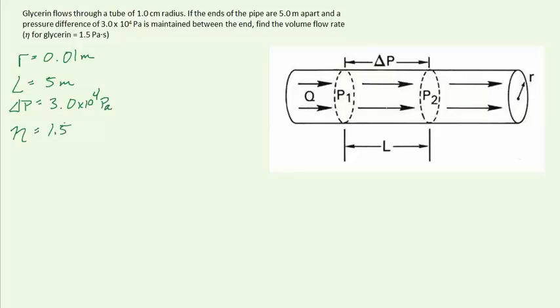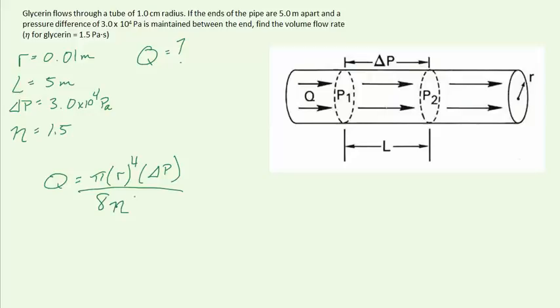And we're asked to find the volume flow rate, which can be expressed as Q. So our equation for our volume flow rate is equal to pi times our radius raised to the 4th power times our change in pressure divided by 8 times our value of eta times our length.